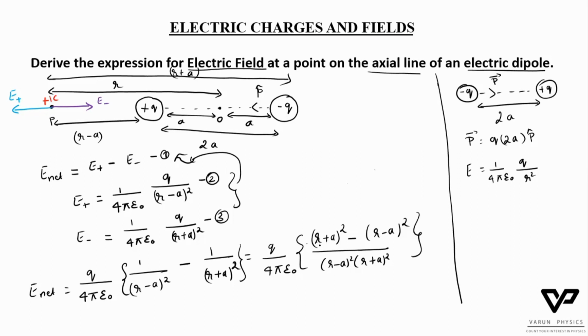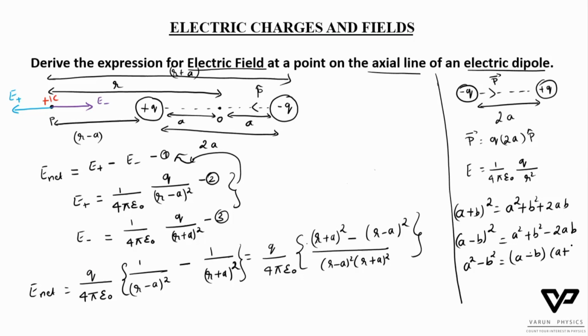We know that (A plus B) whole square is equal to A square plus B square plus 2AB. And similarly, (A minus B) whole square is equal to A square plus B square minus 2AB. We also know that A square minus B square is equal to (A minus B) into (A plus B). So on squaring both sides, we get (A square minus B square) whole square is equal to (A minus B) whole square and (A plus B) whole square.